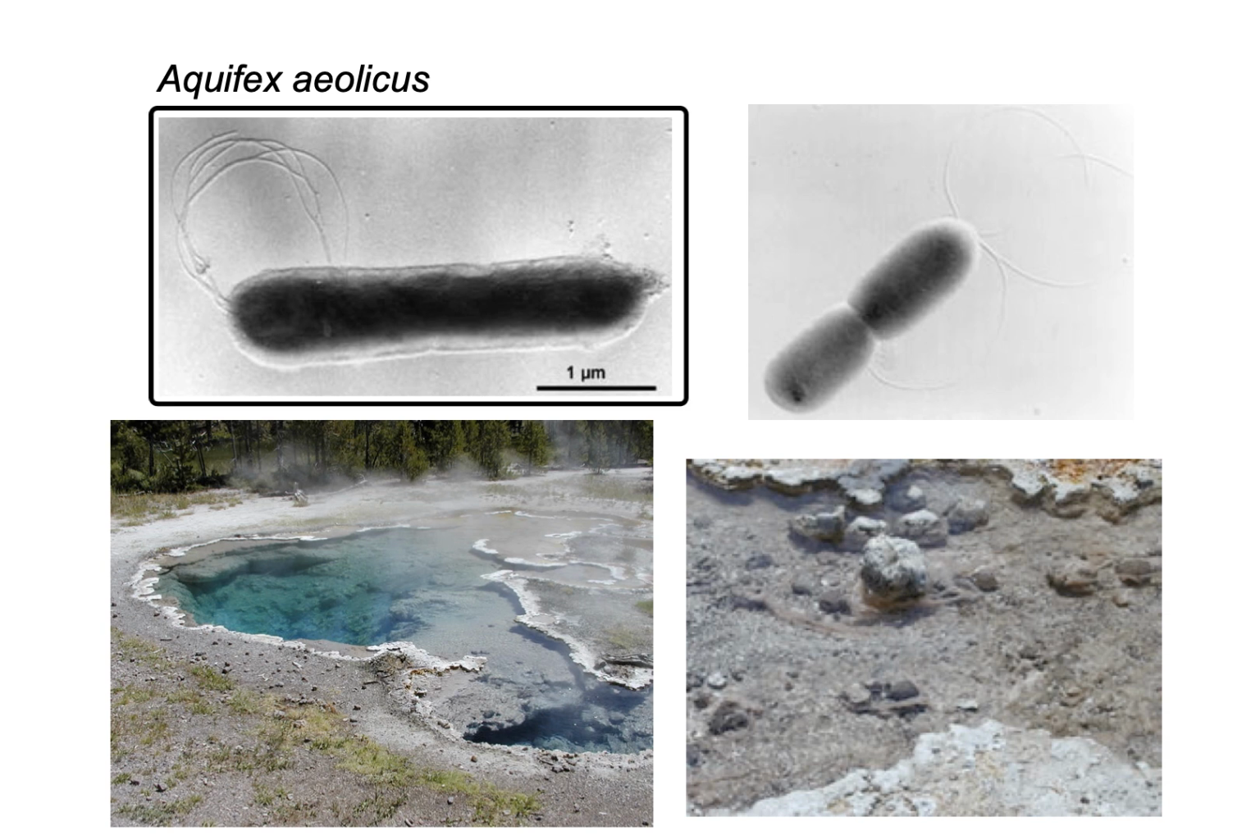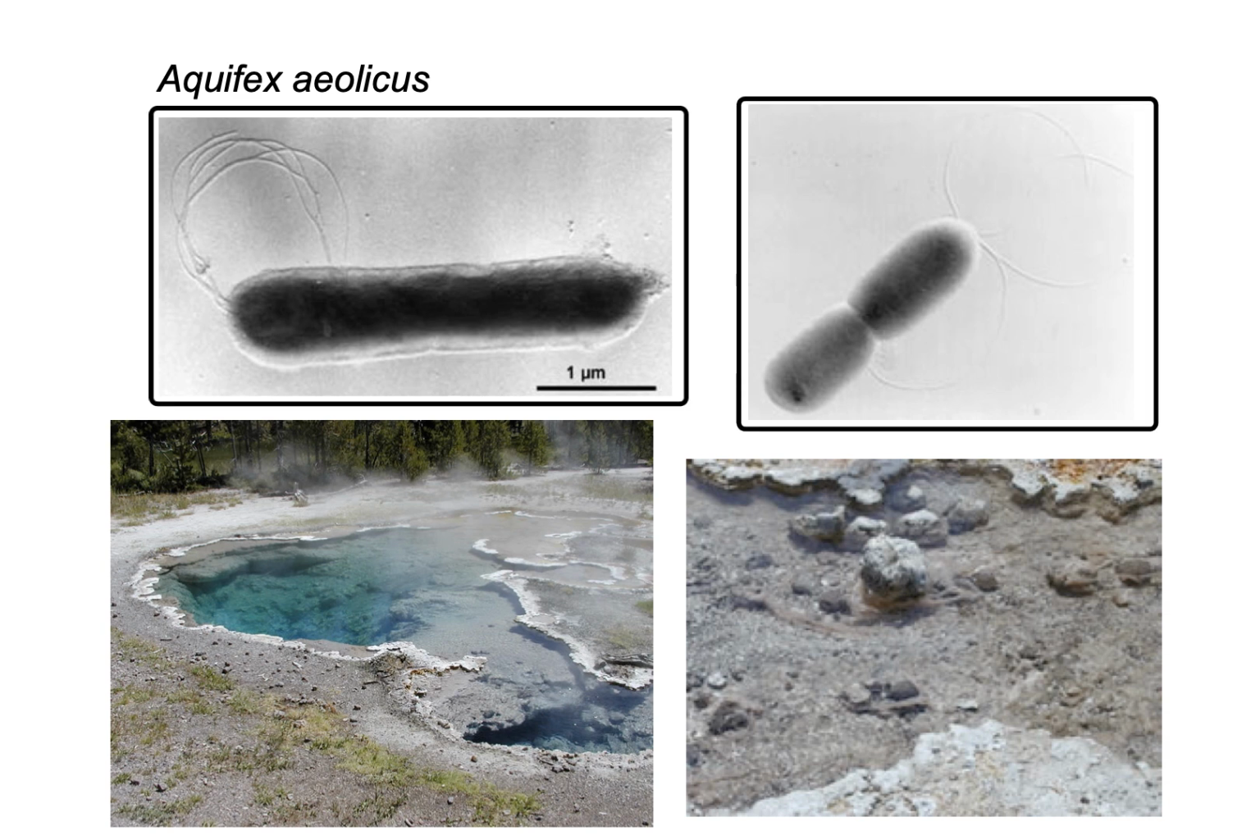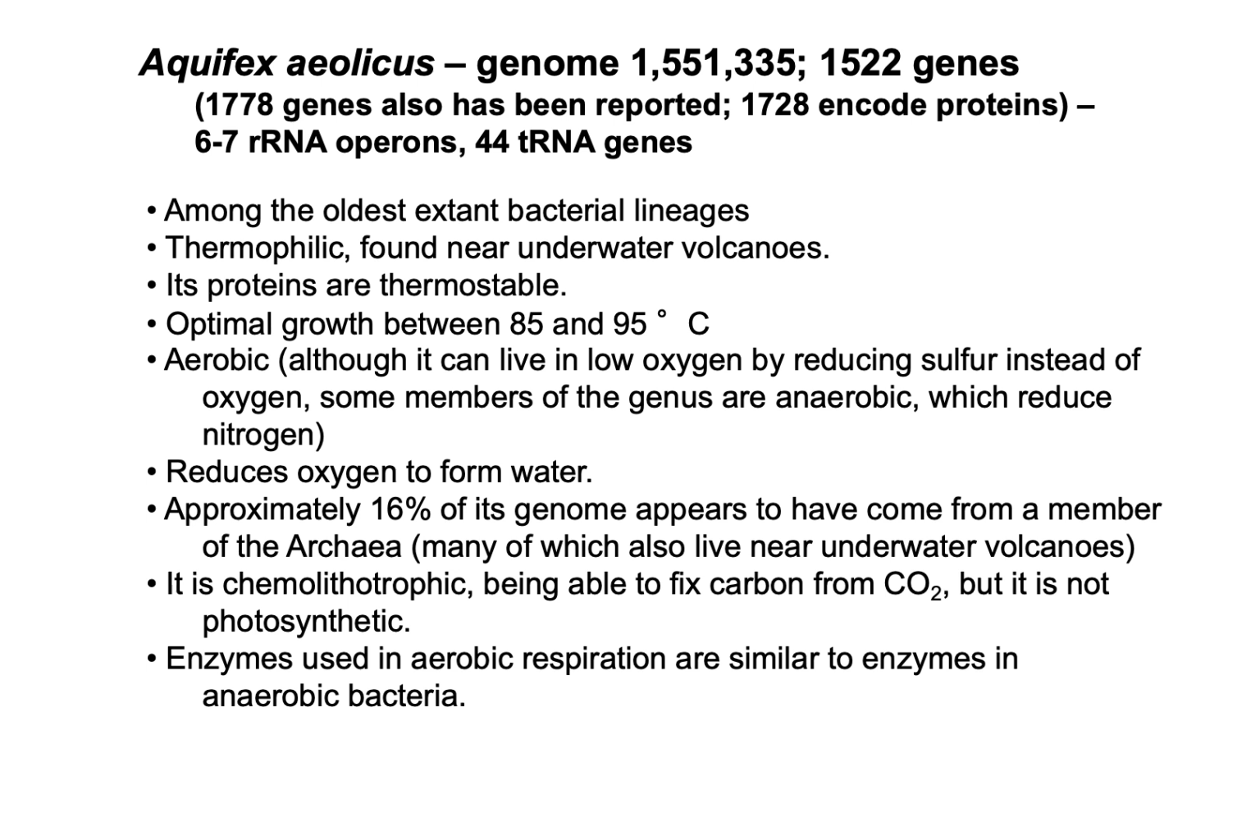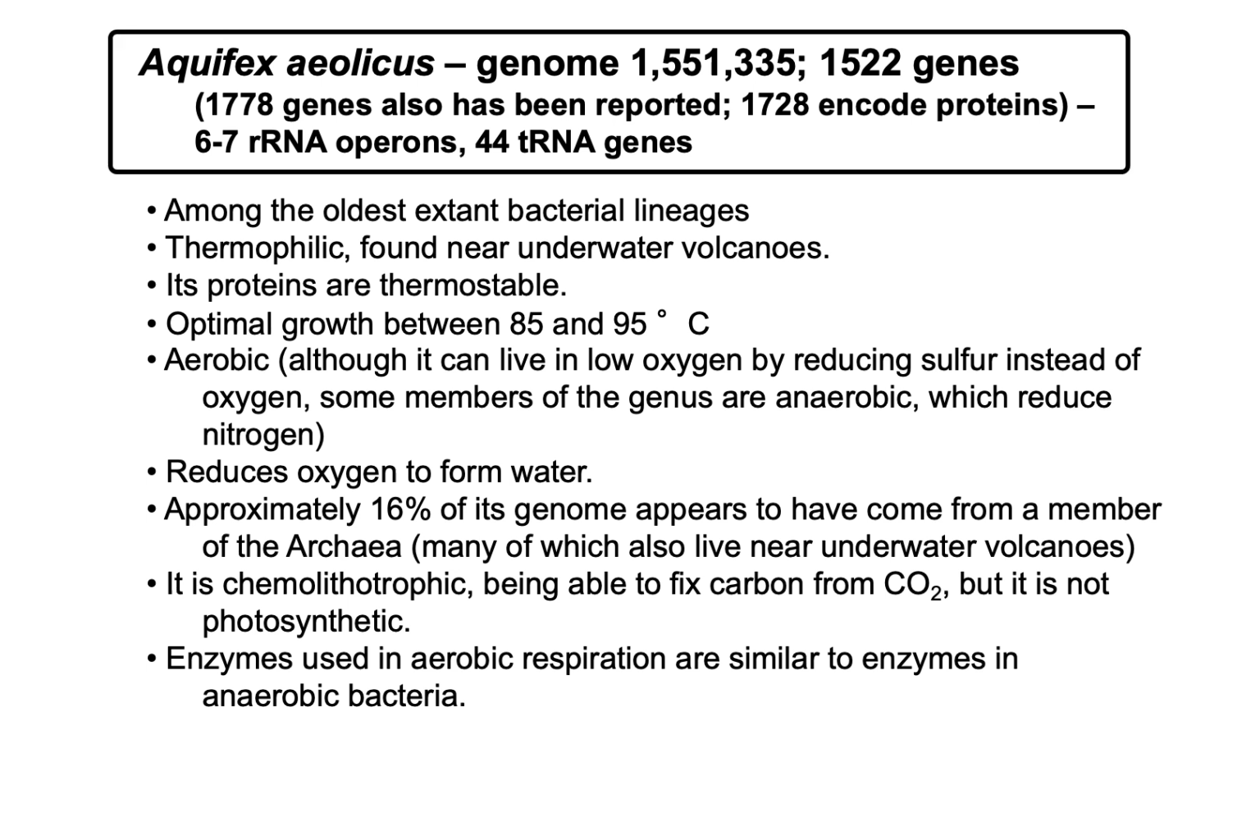So here's an Aquifex aeolicus cell. It's a rod-shaped bacterium with flagella, so it does have those genes. But it grows in very hot water, and the water doesn't change temperature very much during the day or night. It's constantly hot water, and it was first isolated from some hot water pools in Yellowstone National Park. So here's a little bit of information about the genome and how this organism lives.